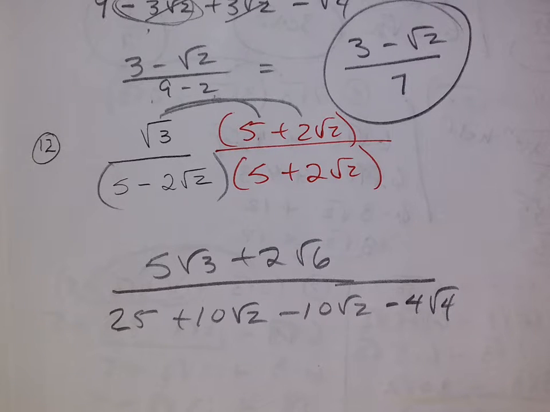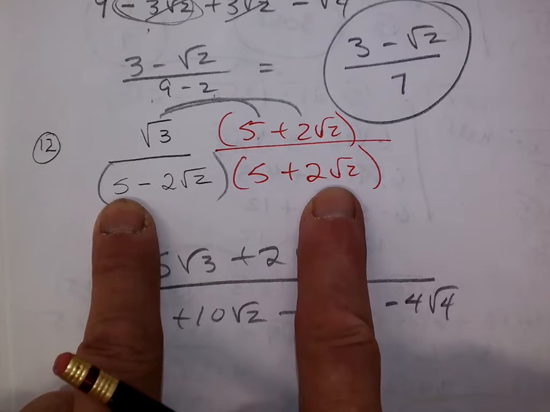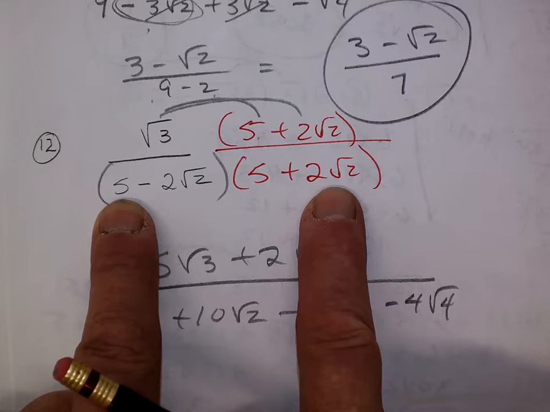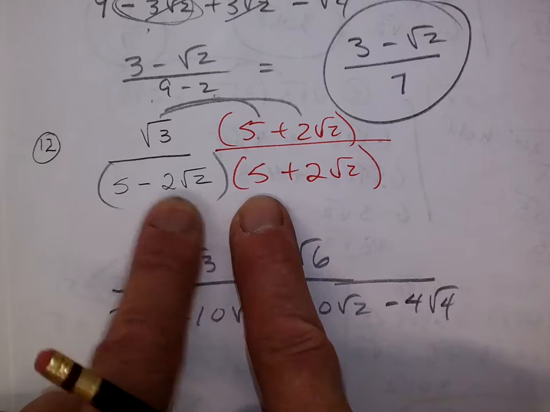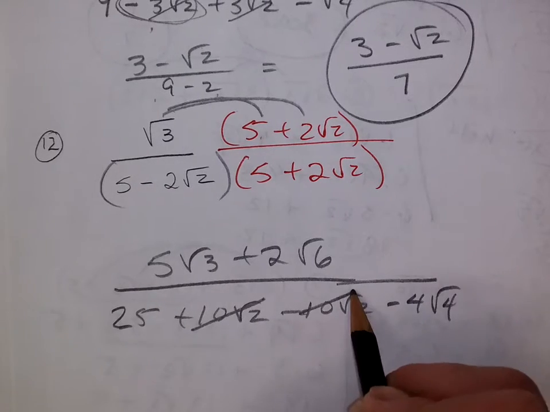Yeah, we just FOIL. Okay, so Landon, when you're done writing, I'll go through it with you. Okay, you got it? You sure you got it? Okay, you ready? 25, positive 10 square roots of 2, negative. Do you got it? Okay. The reason we do the conjugate is these middle two terms cancel, okay?